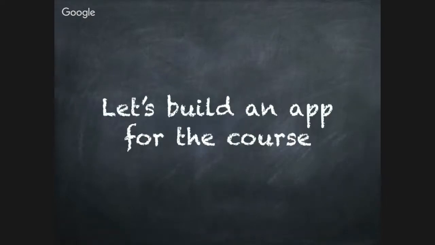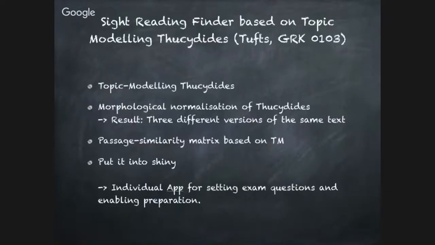So we thought we'd just build an app for the course. Yeah. And we built an app that is called Sight Reading Finder based on topic modeling Thucydides, Tufts, GRK 0103. Yeah. The theory behind it is that we topic modeled Thucydides. And then we used those topic models for each passage in order to find how similar is their topic distribution, their topic structure, in order to find out how similar are two sentences to each other.